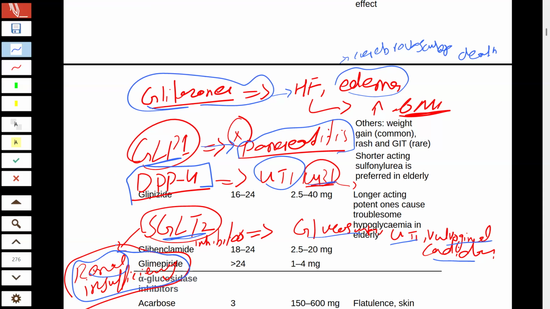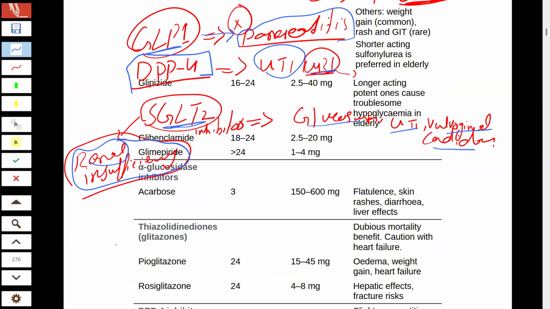So according to comorbidities, you have to choose the drug accordingly. First line is always monotherapy. Start with metformin. With the passage of time, if monotherapy is ineffective, then you will add second drugs.